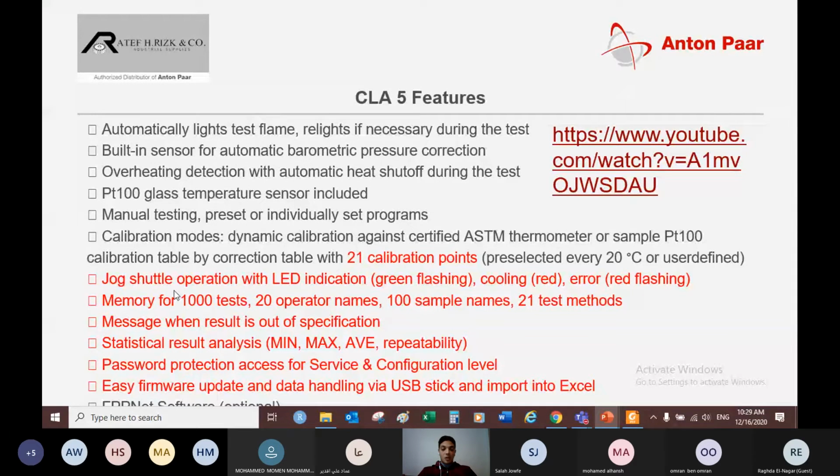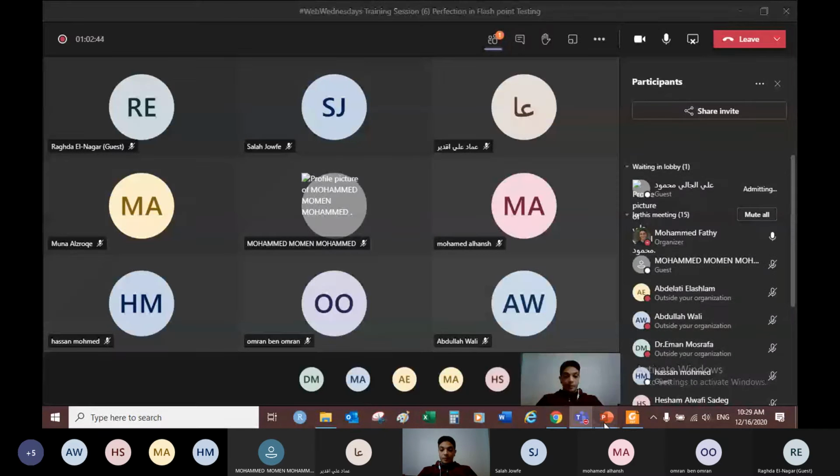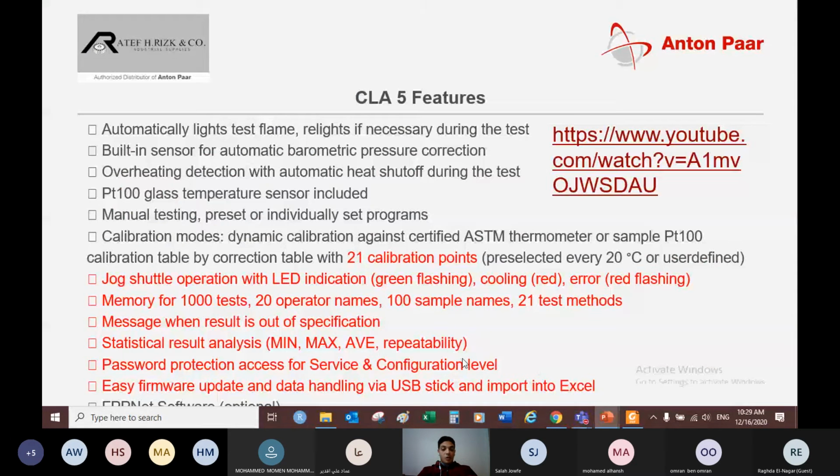and it has jog shuttle operation, which is easy handling and gives you some colors on the screen to show you the state of the instrument, if it's cooling, if it has an error, if it's measuring. And also it has password protection and statistical analysis for research purposes. The FPP-net software is optional, and it's also easy to handle, and you can put a USB stick into the instrument and import to Excel sheets to save your results.